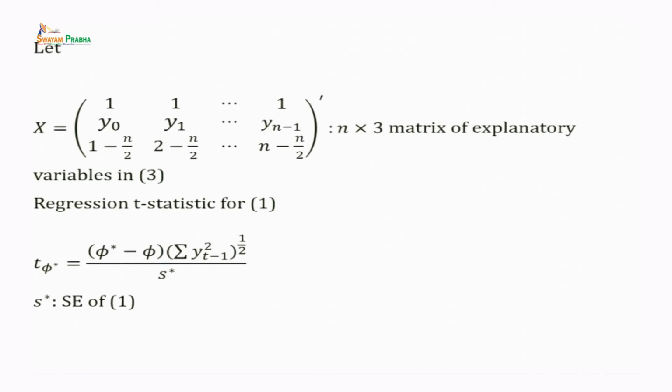Then the corresponding t statistic for equation 1. Equation 1 means the model which does not have drift and linear trend. For that equation, the t statistic is t phi star equal to (phi star minus phi) times the summation of y t minus 1 square to the power half, upon S star, where S star denotes the standard error of equation 1.